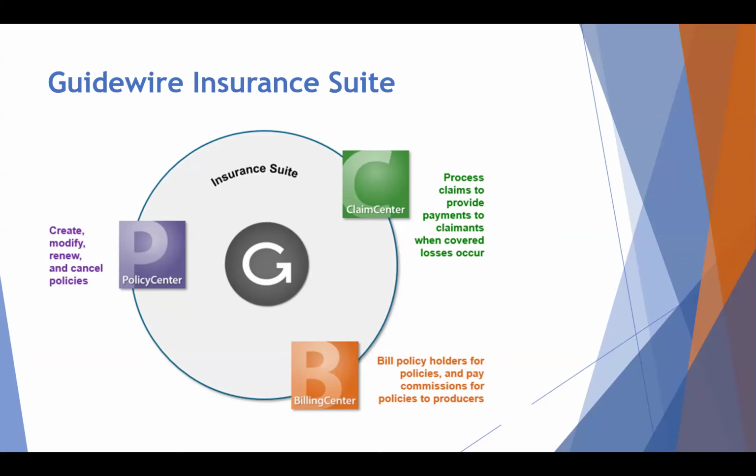Majorly, there are three different products Guidewire is offering: Policy Center, Claim Center, and Billing Center. The purpose of Policy Center is to create and maintain the policies, whereas Claim Center is to process the claims, and Billing Center is to maintain the invoices related to the policies. That's at a very high level.